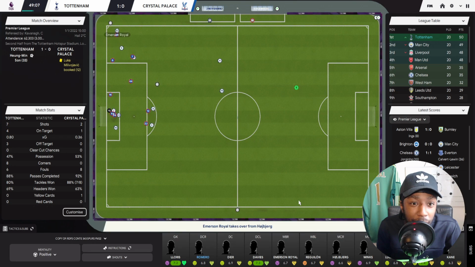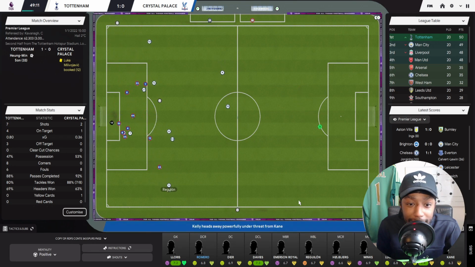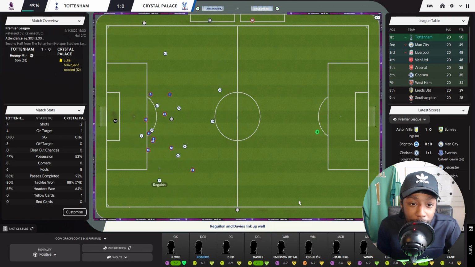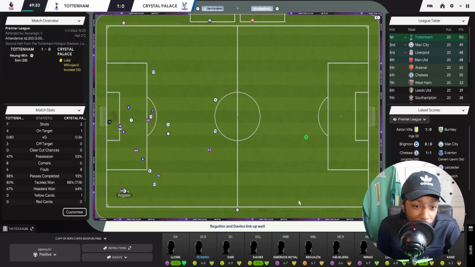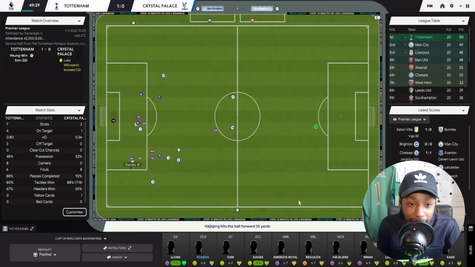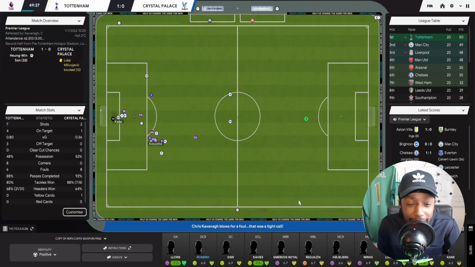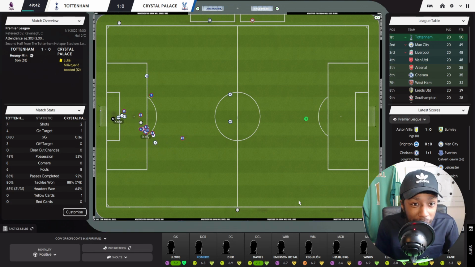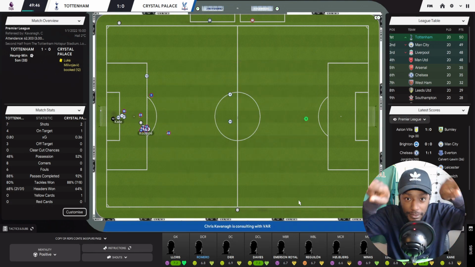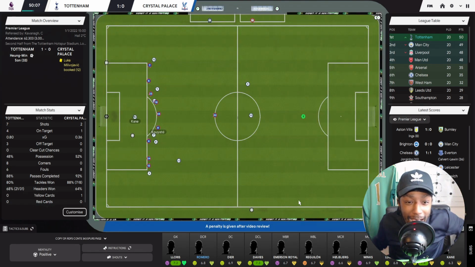So Emerson Royal now with a throw, and he whips it in. Kelly heads the ball out. It falls to Sergio. He's going to go down the byline. Ben Davis, that wide centre back, he whips it in. Again, defended well by Crystal Palace, and they have taken Kane down. It is going to be a penalty. Well, we hope so. VAR checked. And penalty has been awarded.